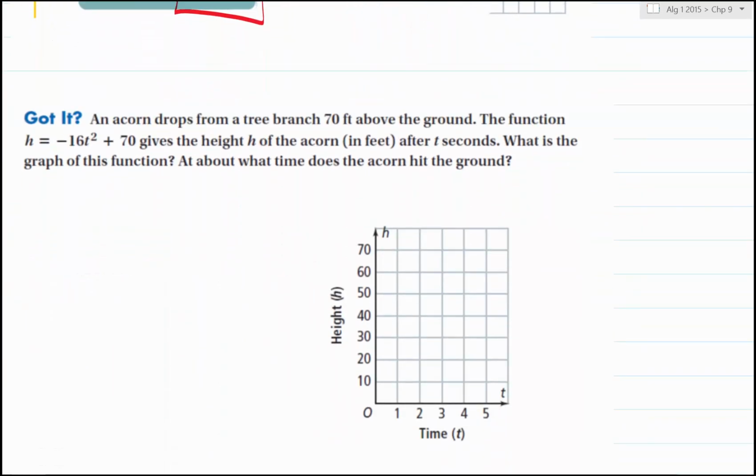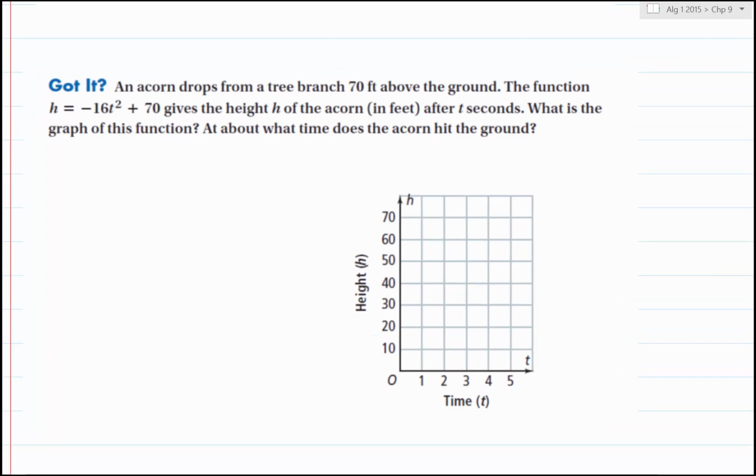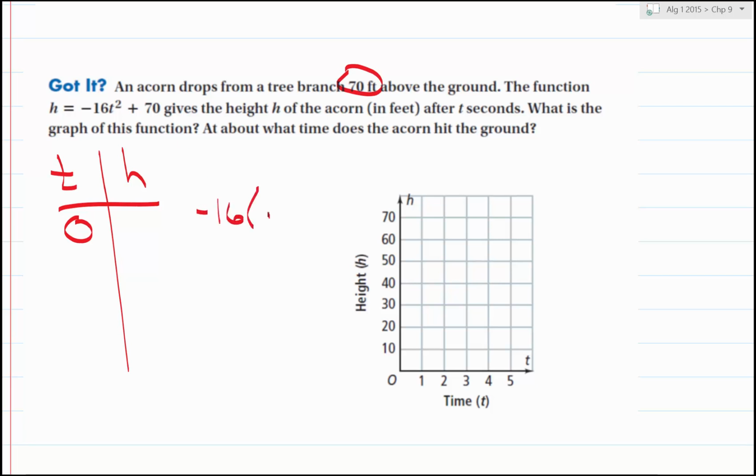Alright, the last thing is we're going to find out how to graph these. So to do that, sorry, no other way to do it. Time is in place of our x, and the height is going to be in the y. So at time 0, what's going on? Acorn drops from a tree branch 70 feet above the ground, probably dealing with a squirrel. Right, so put in 0, -16 times 0 squared plus 70. Alright, so we get 70 here.